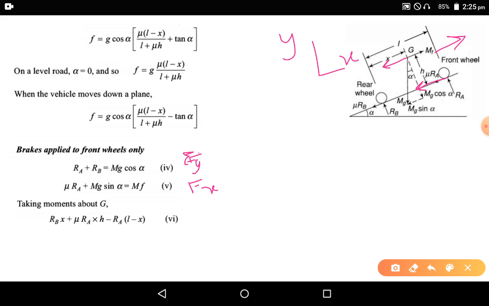Okay, so this was the equilibrium of forces. Now taking equilibrium of moments about the G. So Rb times x, Rb is the reaction force on the rear wheel, plus mu into Ra times h minus Ra, which is the reaction force on the front wheel, into L minus x. So everything is same, just a change is here. Mu Ra is the friction force acting on the front wheel, right? Everything else is same as the previous case.